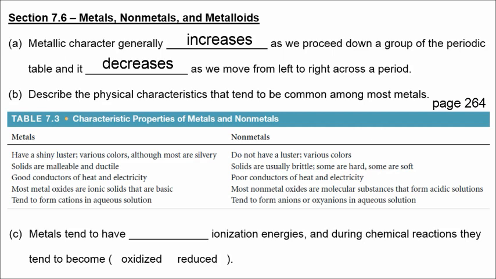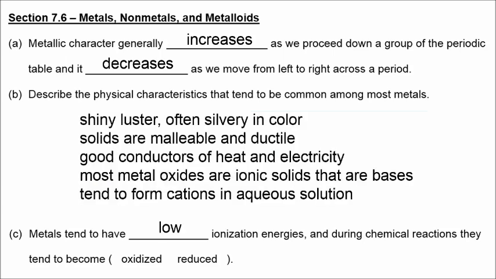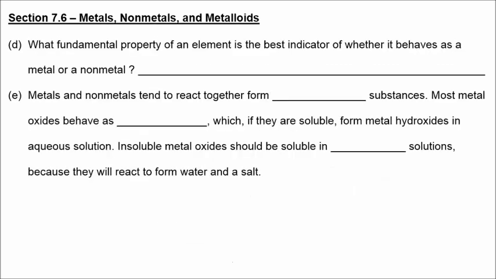So there's lots of metals on the periodic table. Metals tend to have low values for ionization energy, and they tend to lose electrons when they react, so they tend to become oxidized. What fundamental property of an element is the best indicator of whether it behaves as a metal or a nonmetal? Well, it's going to be the ionization energy. So the low ionization energy generally tends to refer to a metal.